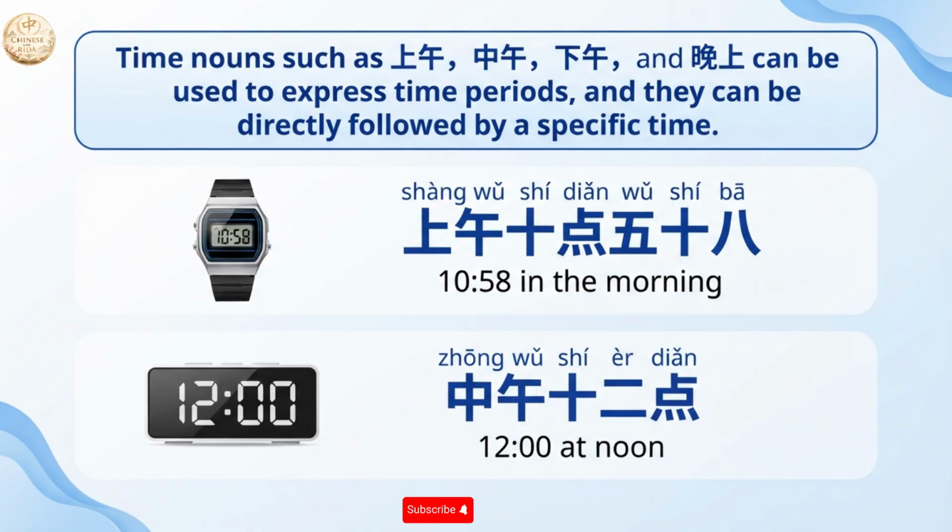Let's look at some example. 10:58 in the morning. If we want to say 10:58 in the morning, we say 上午10:58分. If we want to specify it's 12 o'clock, we can say 中午12点 means noon.